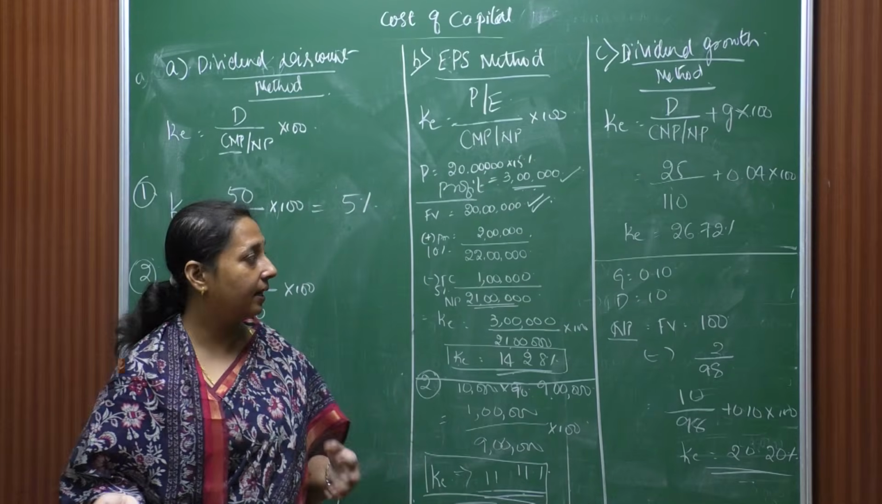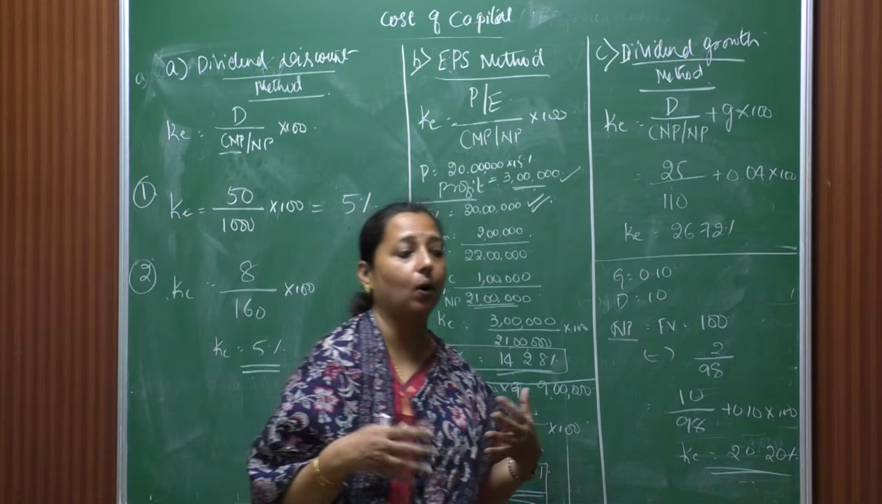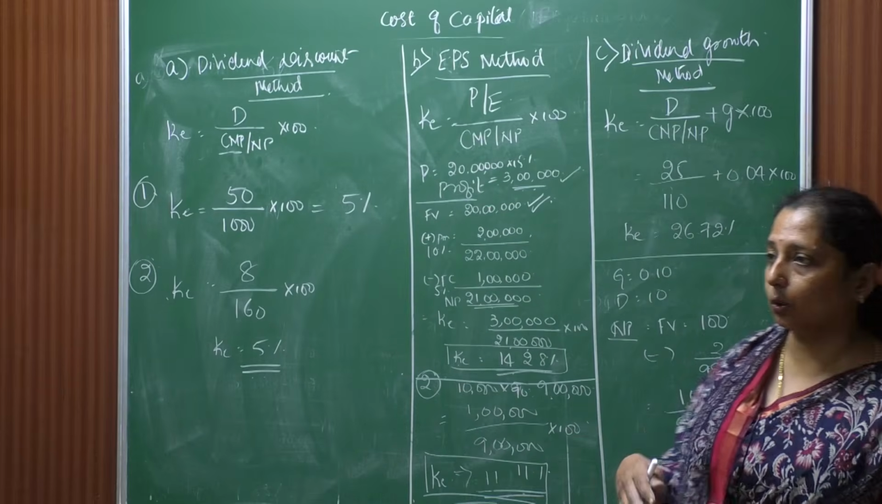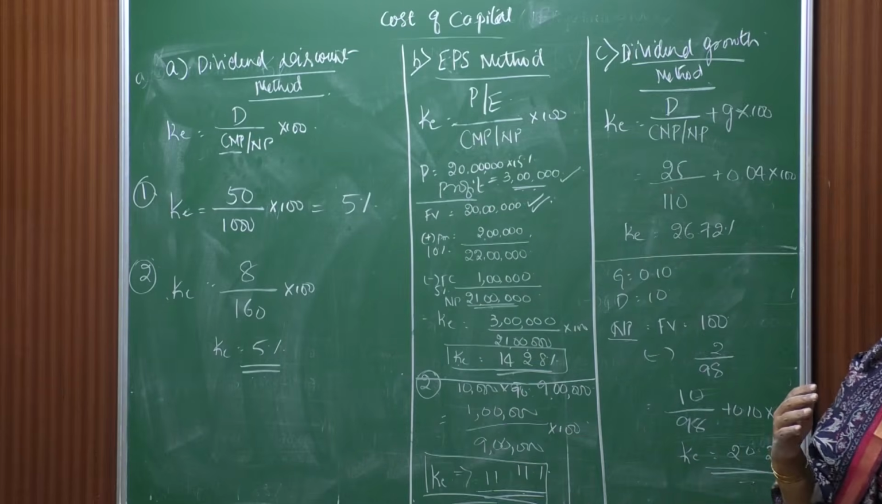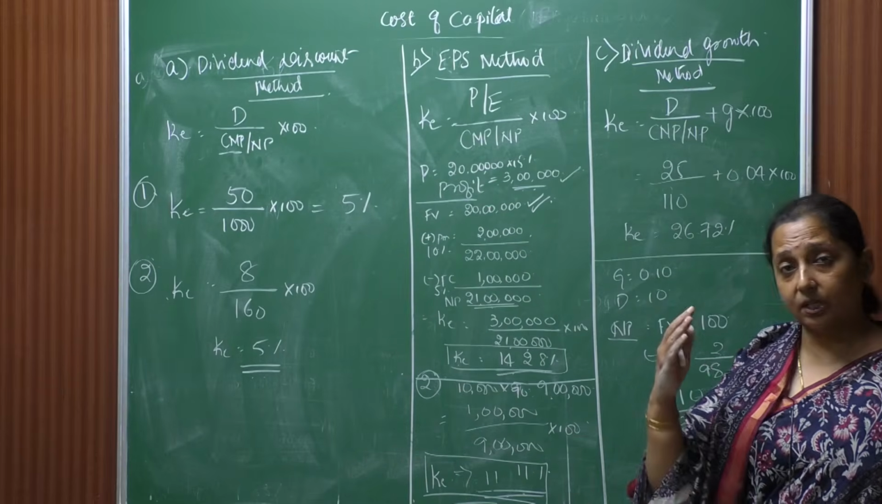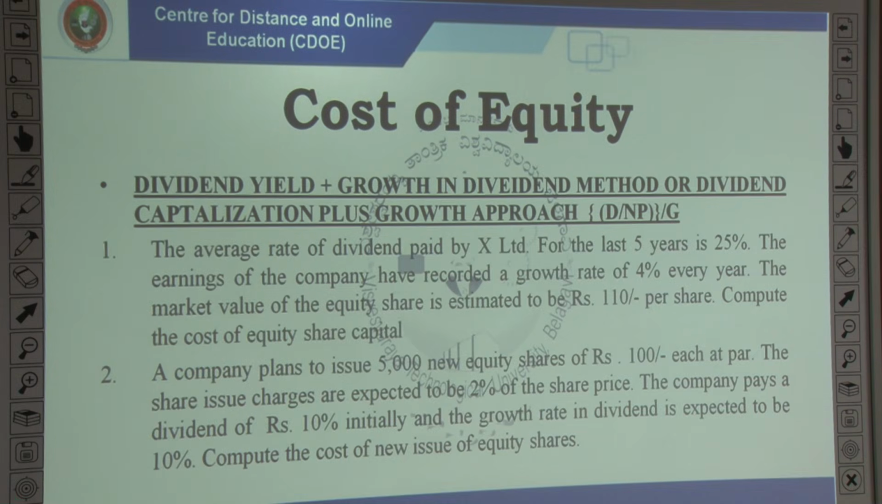Next is the dividend yield, or we do call it the dividend growth approach, where every dividend has a certain growth. Even when it gets saturated to some extent, the growth rate may decline for a certain number of years. So when it comes to dividend growth, we mention a growth rate: D divided by NP plus growth rate into 100.